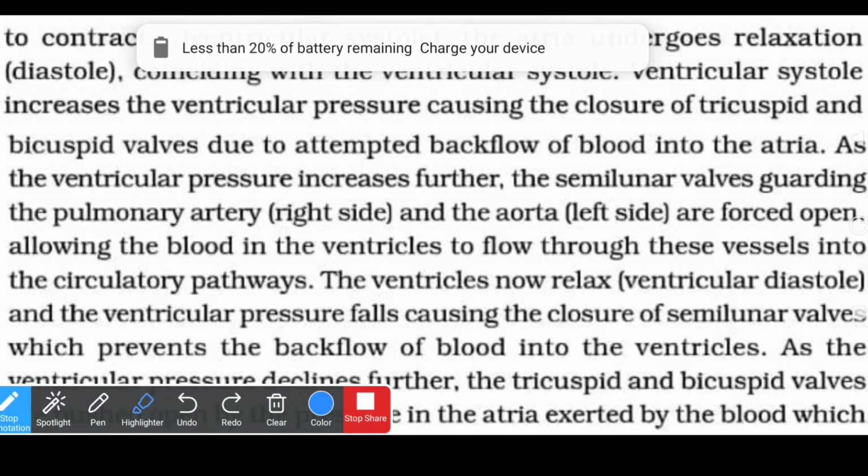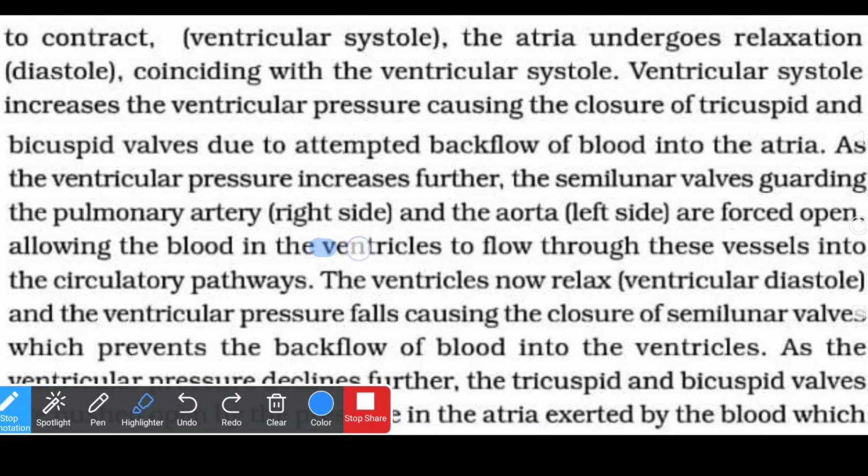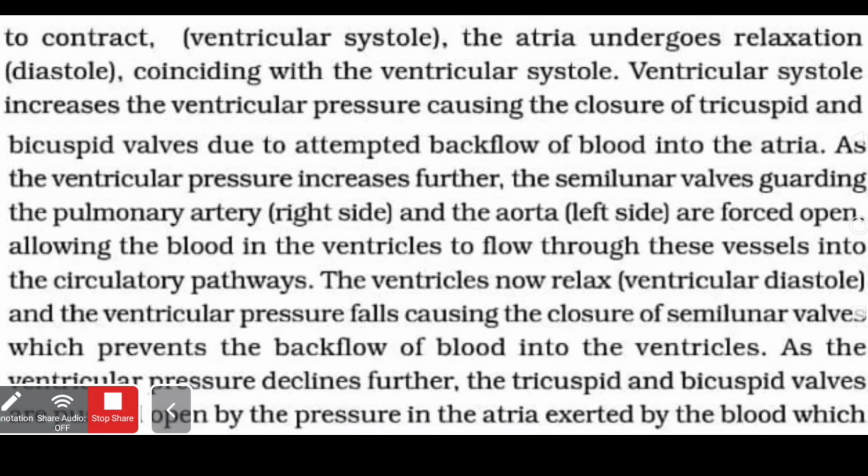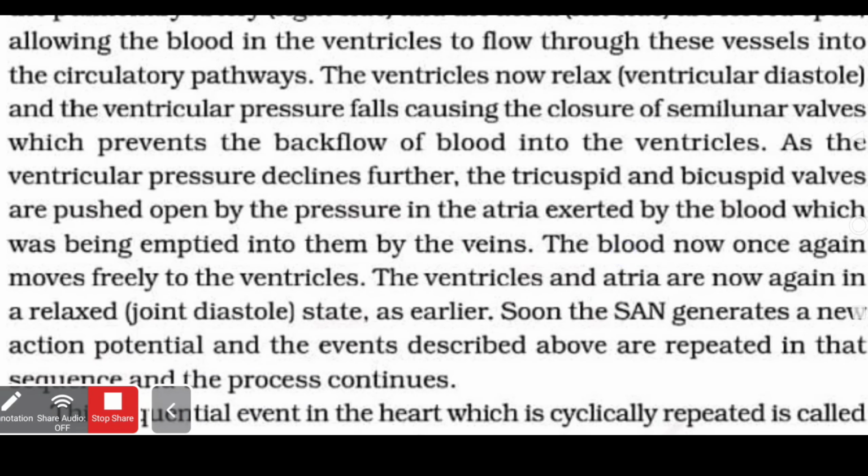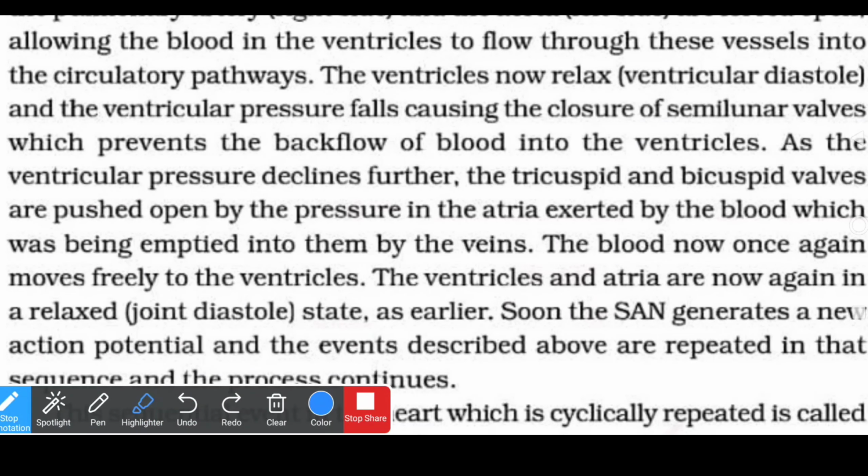They are forced open, allowing the blood in the ventricles to flow through these vessels into the circulatory pathway. Now, what will happen hence? The ventricles will now relax because the blood has gone from the ventricles, either in the right or in the left. So this relaxation of the ventricle will be called ventricular diastole.